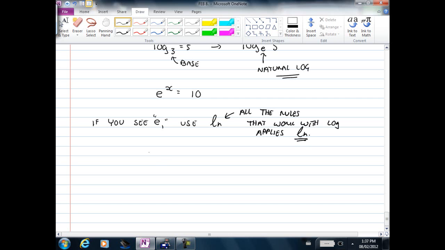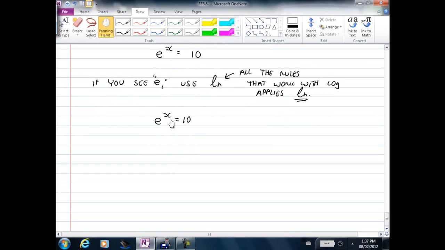For example, e to the power of x equals 10. Instead of using log, every time there's an e, you have to use Ln. So we're going to Ln both sides. Ln e to the power of x equals Ln 10. The reason why is this. Ln e always equals 1. No exceptions. Let's write that down right now. Ln e always equals 1. That's how we get rid of e.